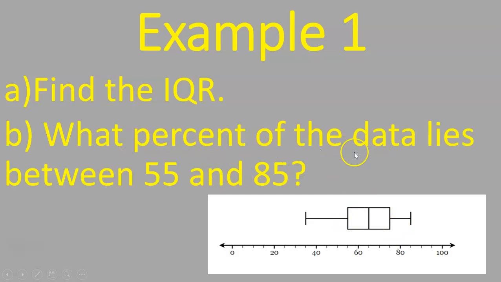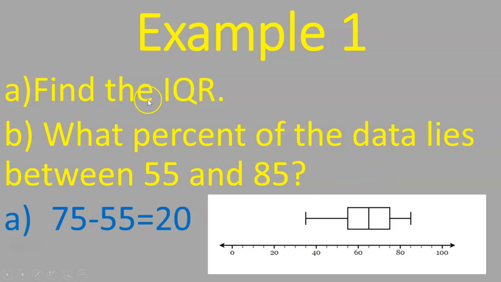And then it says what percent of the data lies between 55 and 85. So the IQR, so back to A, is 75. So they go by fives, as you can see. So 75 is Q3, and 55 is Q1. So you just subtract those. So the actual IQR is 20.